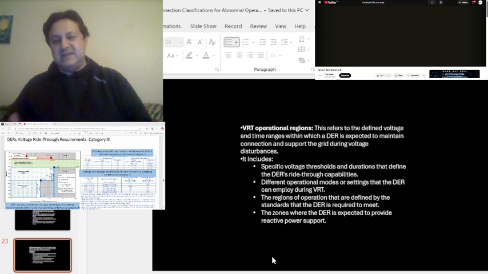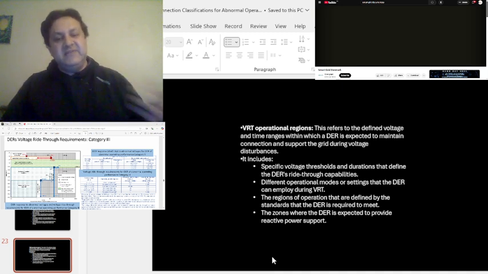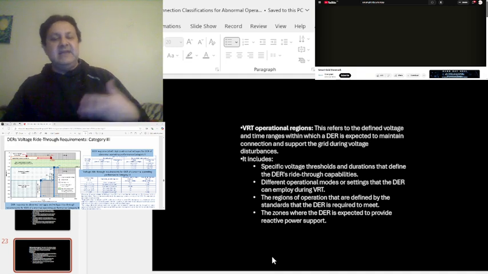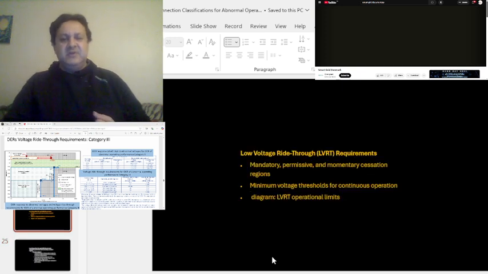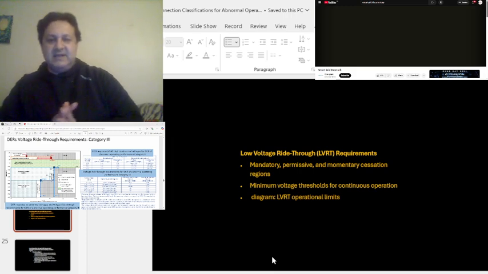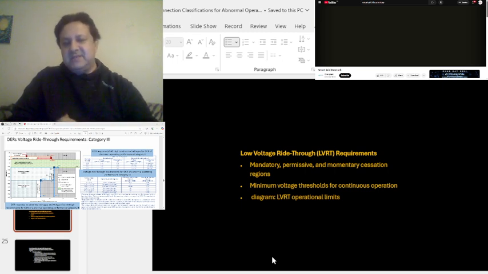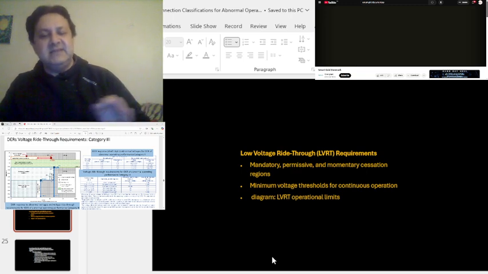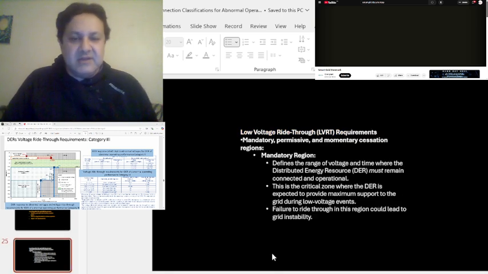Specific voltage thresholds and durations define the DER's ride-through capabilities, and different operational modes or settings that the DER can employ during VRT. So this is all the details. Let's move on quickly with low voltage. We'll talk about low voltage ride-through, LVRT, and the high voltage. For low voltage, there are mandatory, permissive, and momentary cessation regions. See what are those minimum voltage thresholds and all that.